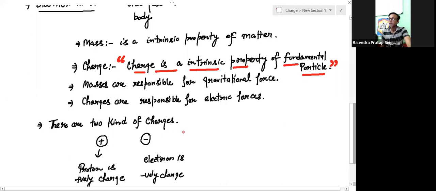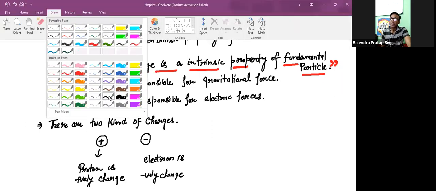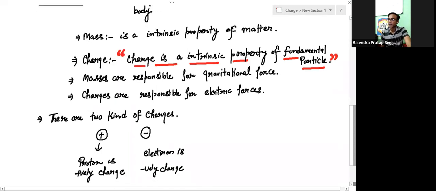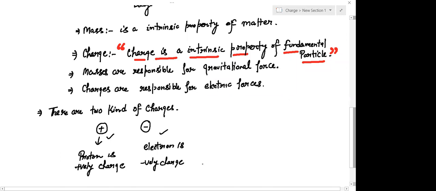Now a question arises, what is a fundamental particle? The fundamental particles are basically particles which exist in the atom. The atom is not fundamental. Fundamental particles such as proton and electron. We consider these two particles as fundamental particles. Is it clear? Yes, sir.